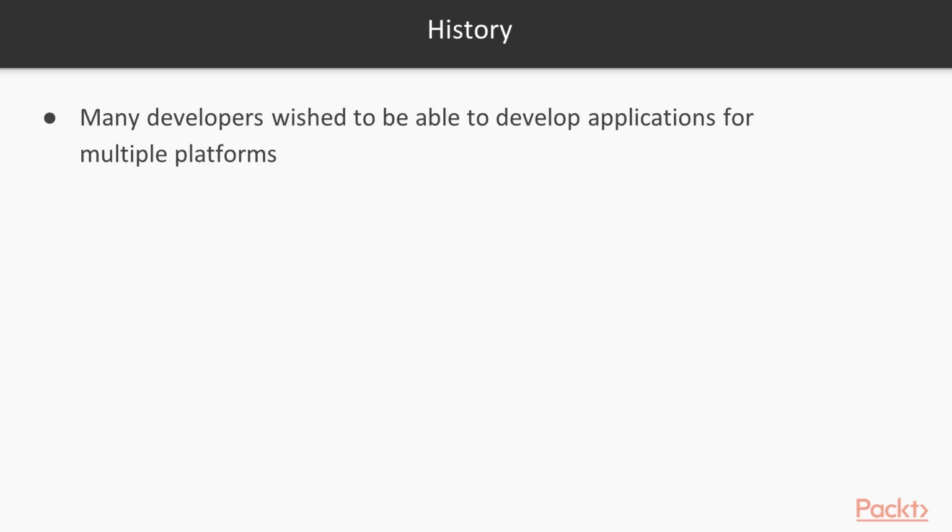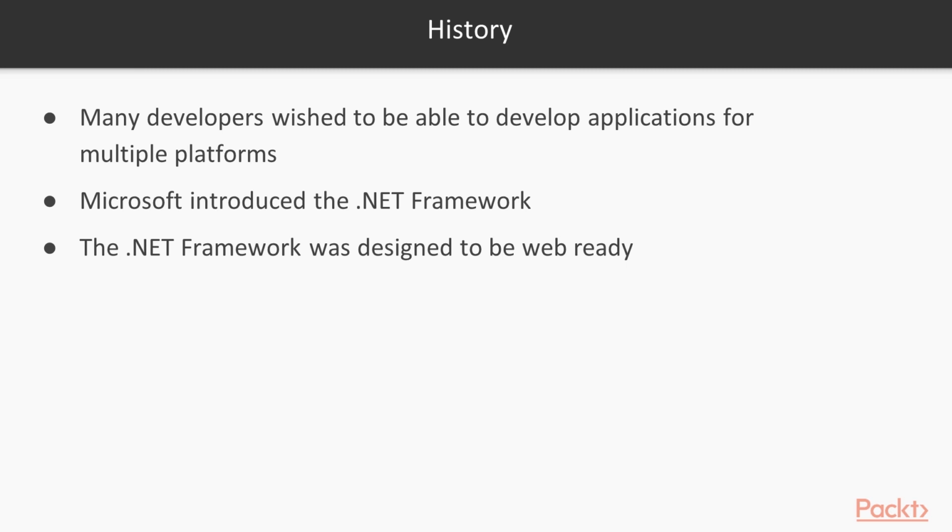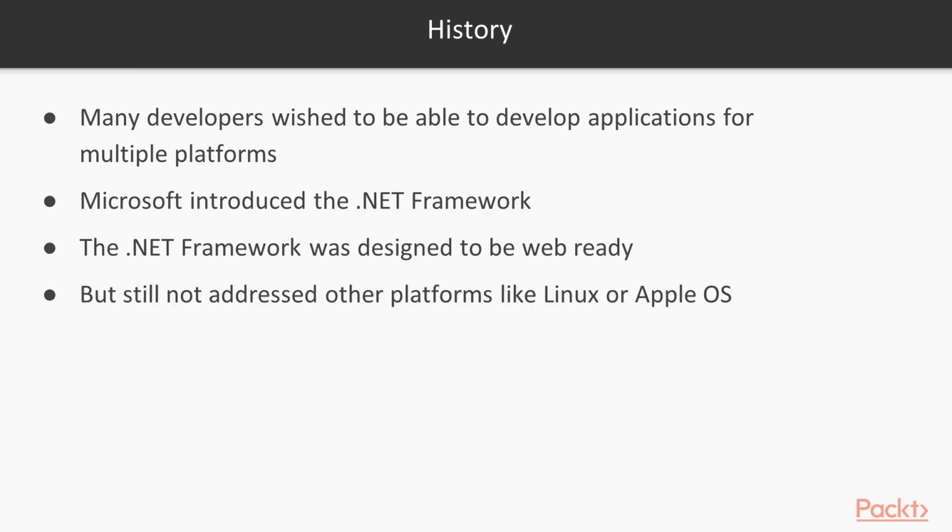So really in the history, many developers wished to be able to develop in all these platforms, and there wasn't a real good answer. Microsoft introduced the .NET Framework, and the .NET Framework was designed to be web ready, and this was a new step, but it still didn't address other platforms like Linux or Apple OS. So even though you created these great applications for Microsoft Windows, you couldn't go across to Linux or Apple OS without a lot of other work and other service applications.